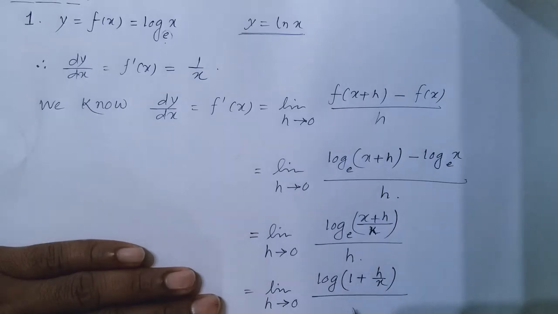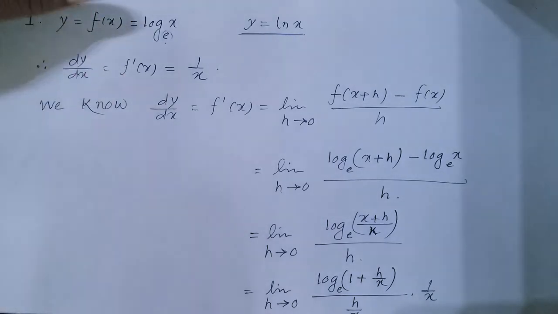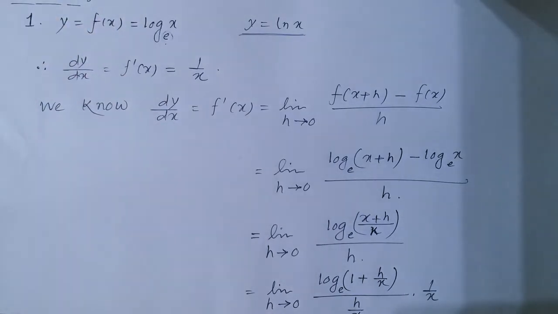And the whole term has base e. Since this is h by x, you are to write here h by x. And what is the extra term here? The extra term is 1 by x. The extra term is 1 by x, you see.